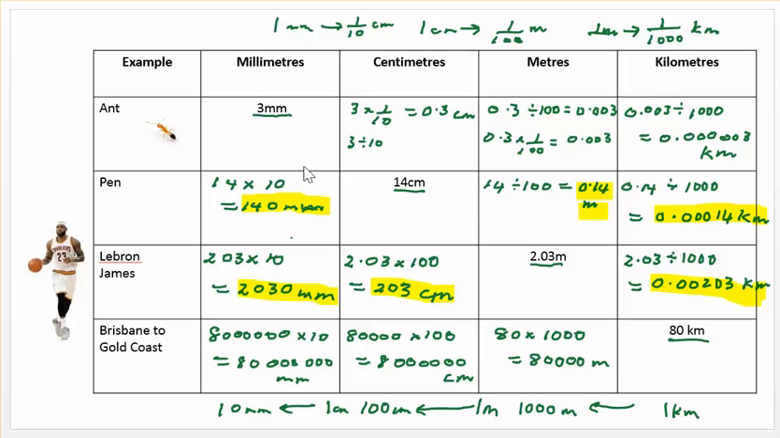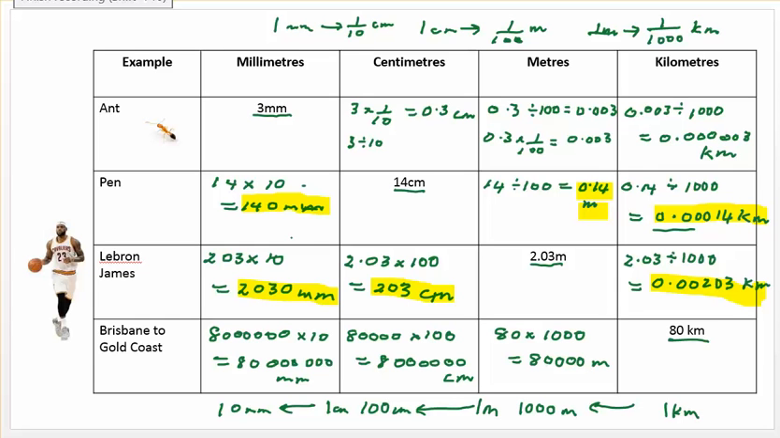So if you had a go at those questions, check your answers. So here, 14 centimetres divided by 100, you get 0.14. Then we've got to divide by another 1,000 to convert from metres to kilometres, so we get 0.00014 kilometres. To go from centimetres to millimetres, we need to times by 10. We're going from the larger unit to the smaller, so we multiply it. Okay, you can check the rest of the answers.